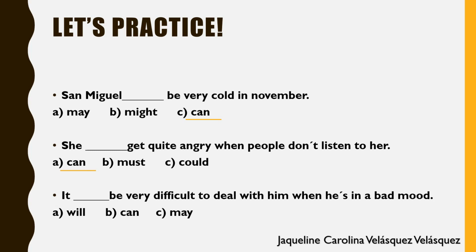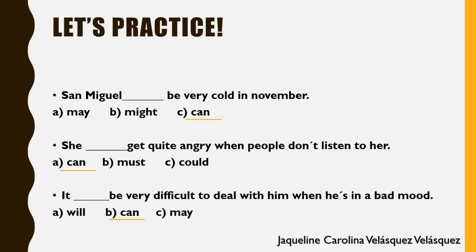The last exercise said, it can be very difficult to deal with him when he is in a bad mood. The answer is can. This is possible every time he is in a bad mood, not just one time. General possibility refers to both the present and the future together. Also, general possibility is only positive.